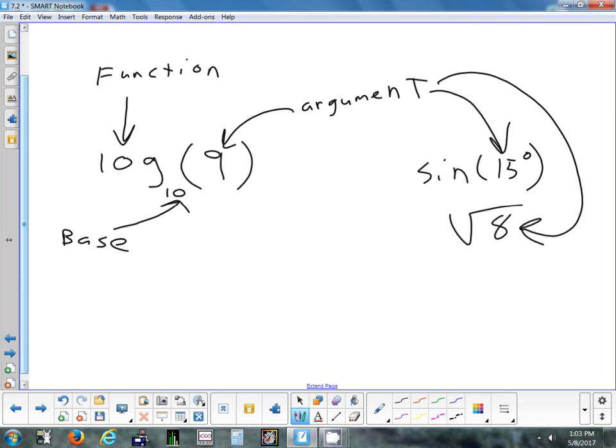Okay, so that's just some of the terms that come up when you talk about a log. The log is the actual function. We have a base, and we have an argument. Okay, so any questions on that notation?